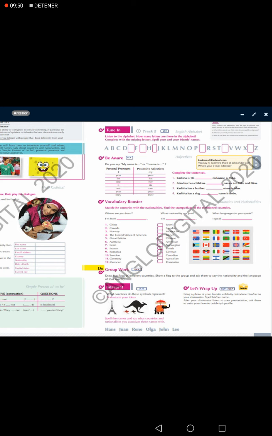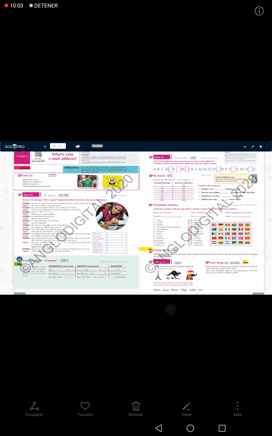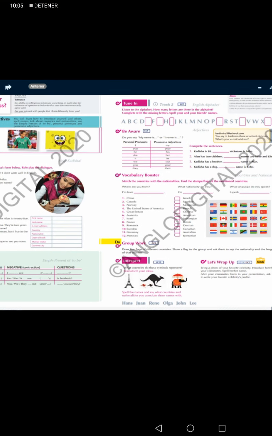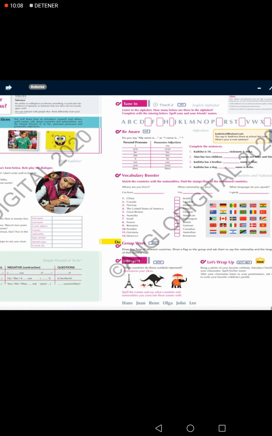Yeah. And finally, we have the group work, in which you only have to make some sentences or to link some of these pictures with some sentences. For example, you can say Paris, the Eiffel Tower is located in France, and you can say that John or Olga is from France, any information that you want to add. For example, it says, what country do these symbols represent? We have France, we have Australia, and we have also Thailand.